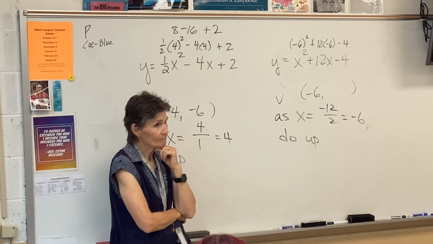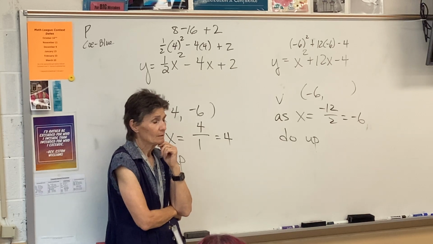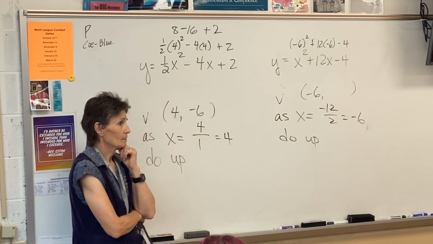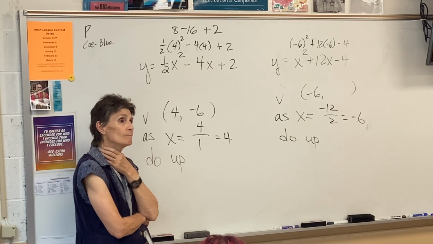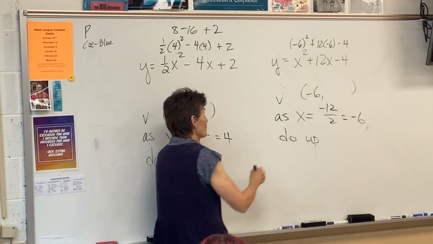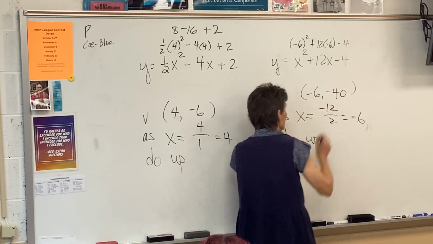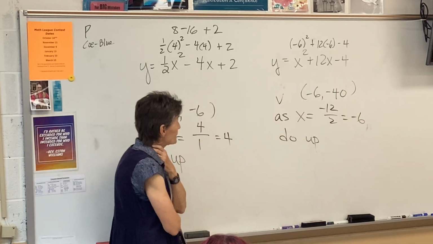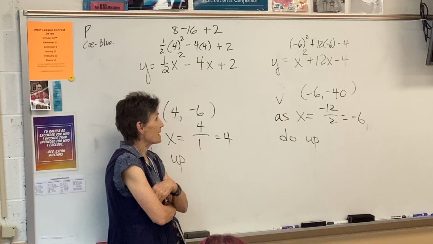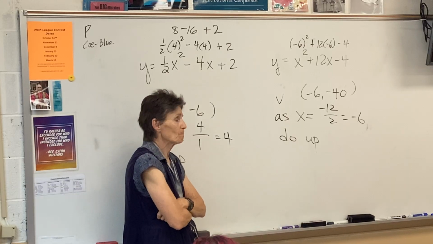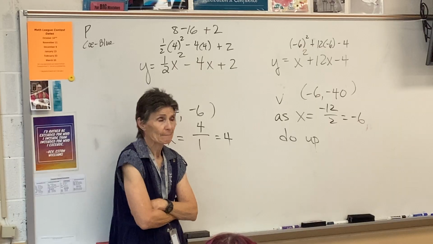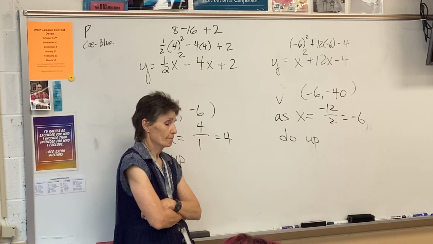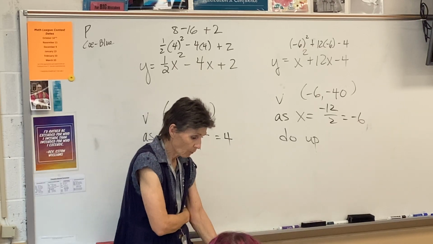Alright. I got negative 40. Negative 40, so did I. It's 36 plus negative 72 minus 4, so it's negative 40. Perfect.